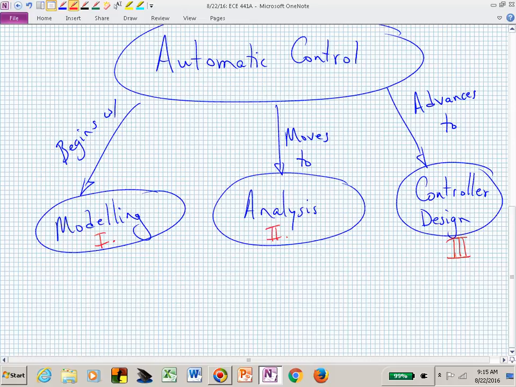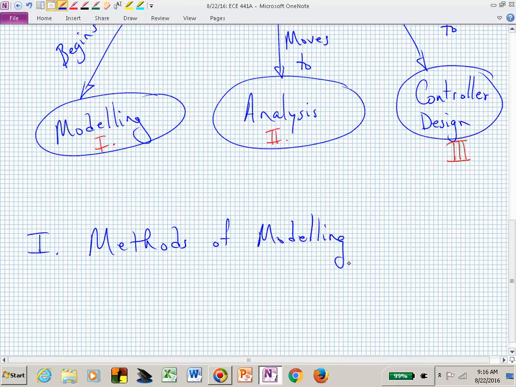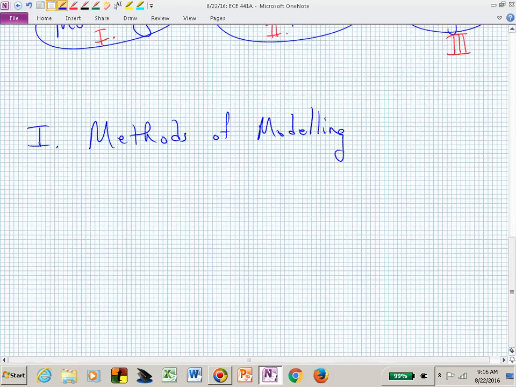Let's now talk about this modeling aspect. What are some methods? And I will simply break this down. We're really trying to find a representation of this physical entity that we are trying to better understand or control. One is through physics.